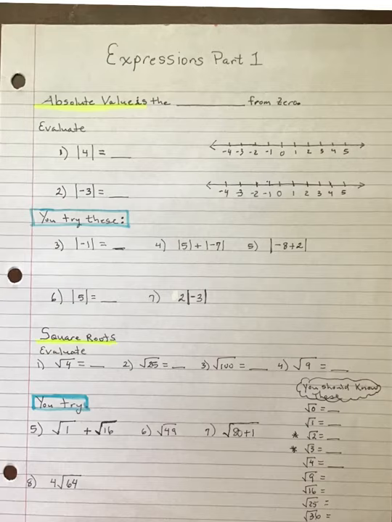Hello, so let's go over some expressions. The first thing I want to go over is absolute value. Do you guys remember what absolute value is? Do you remember the definition? Nobody? Okay, so the absolute value is the distance from zero. Distance from zero.